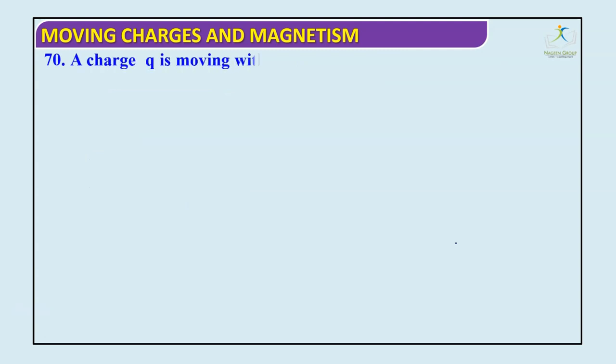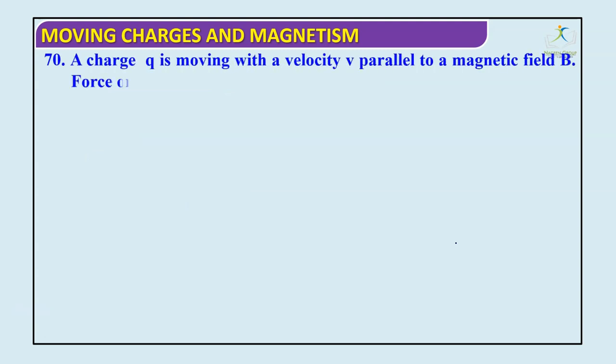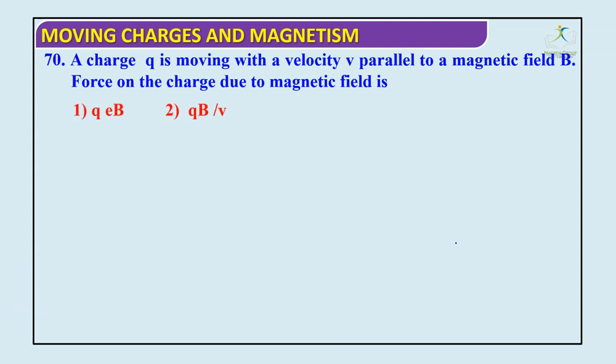Last question we have, a charge Q is moving with a velocity v parallel to the magnetic field B. The force on the charge due to the magnetic field is. We have these options and the correct answer for this question is option 3. So right now we have taken only 70 questions. That means we have taken only 20 questions for this session.